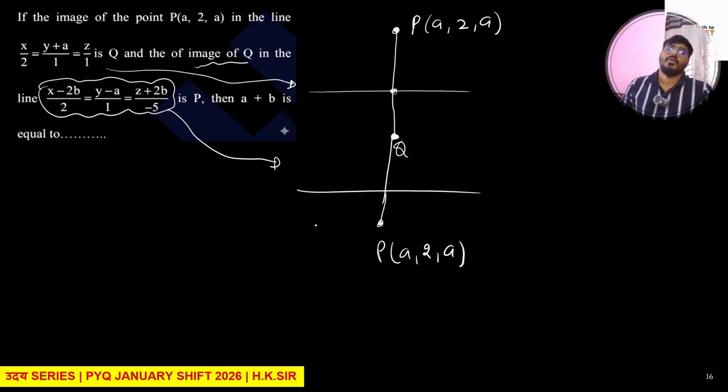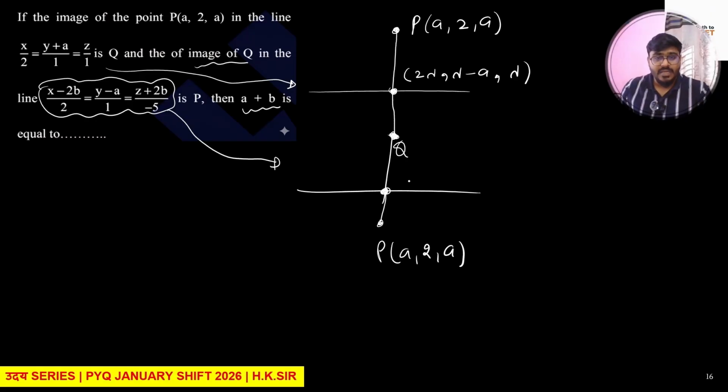Okay, fine. Now we have to find about PQ. They are asking A plus B. So how to find A plus B? That is our final target. So we can do one thing. This point P is there. We can take a general point on this first line. What is the general point? Take this line equal to lambda, so x equal to 2 lambda comma lambda minus a comma lambda. This is the general point on the line.